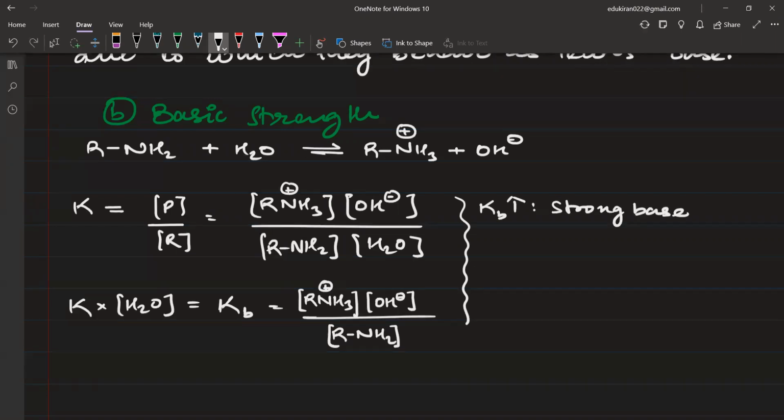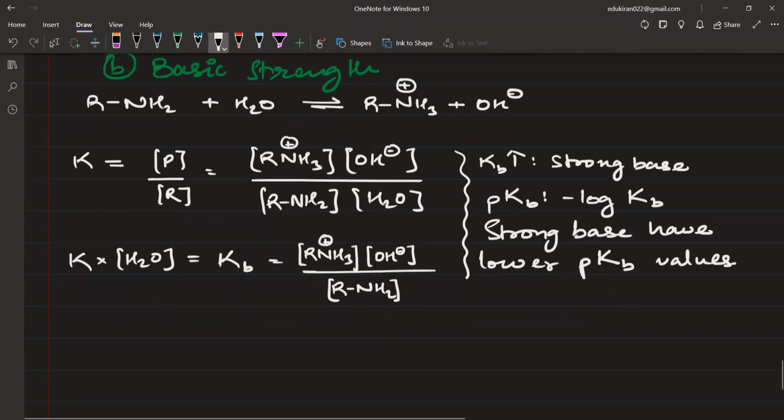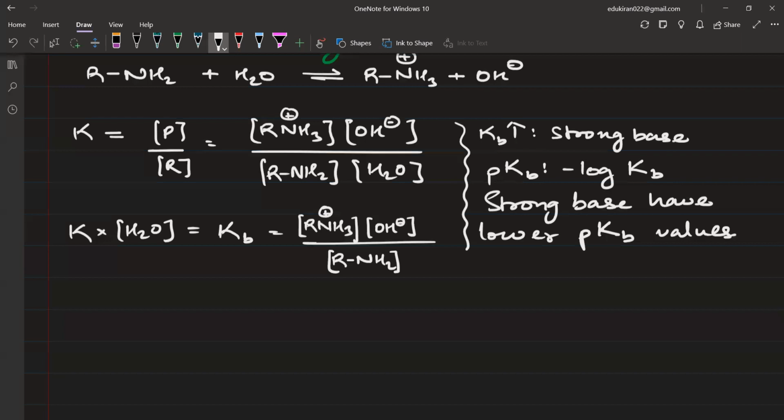Now, since Kb is a very huge number, we use pKb in order to measure. pKb is minus log of Kb. And if Kb is higher, the minus log of Kb will be lower, and that is why strong bases have lower pKb values. Okay, please remember this. If you have a strong base, then it is going to have a lower pKb value. As in the case of acids also. If you have a strong acid, the pKa value will be lower.